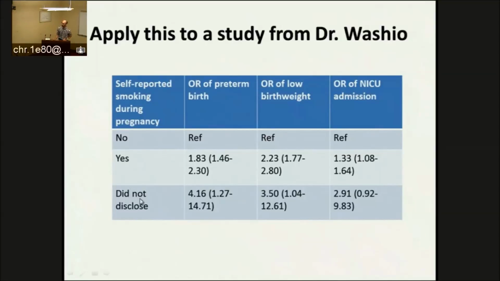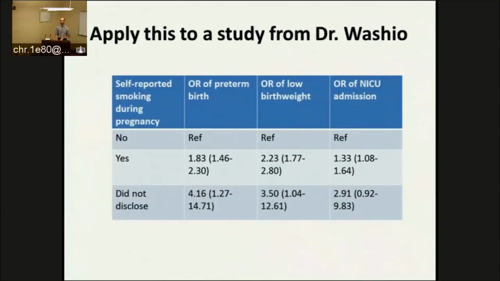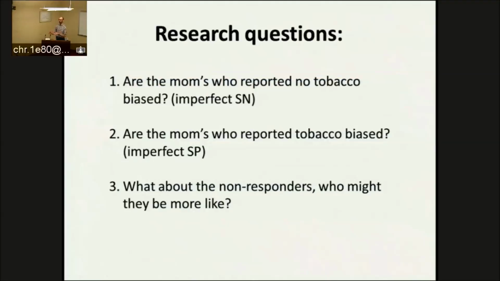When we looked at, though, comparing to not smoking, the did not disclose group, we see, again, fairly strong associations here. And in fact, I think this makes sense, right? Because you would kind of think that if someone was not reporting, they would be a little bit more likely to resemble the positive responses versus the negative responses. What we want to then try to answer from this: this is a study that's under review right now, and we want to then take the next step on this.